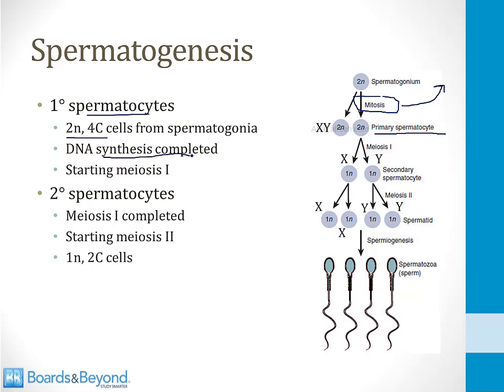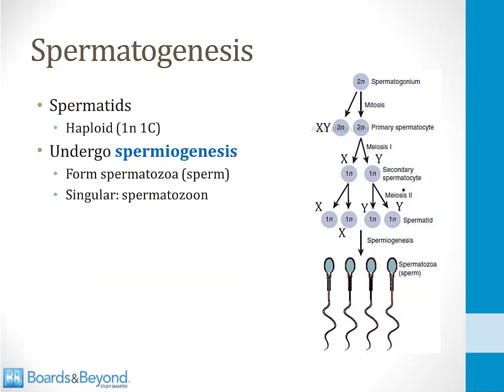DNA synthesis has been completed, and these are the cells that are about to go through meiosis I. Once the primary spermatocytes go through meiosis I, they now become haploid. This is shown over here at this point in the drawing. They now become what's called a secondary spermatocyte, which is a haploid cell. These cells have completed meiosis I, they're starting meiosis II, and they are now 1N2C. And then finally, those secondary spermatocytes will go through meiosis II to become what are known as spermatids. These are also haploid cells, but they are now 1N1C.